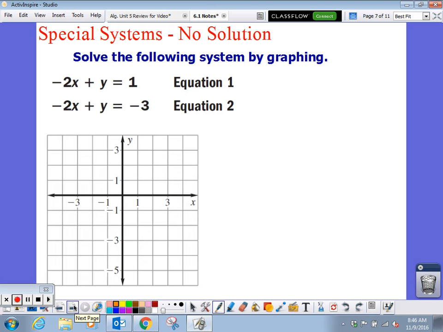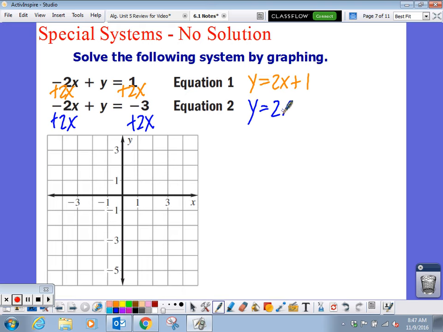All right, so these say, solve the following system by graphing. Okay, we can't graph these yet because they're not in y equals. So I'm going to add 2x. So my first equation, I'm going to have y equals 2x plus 1. In my second equation, I'm also going to add 2x. So I have y equals 2x minus 3. And I'm going to graph both of these.